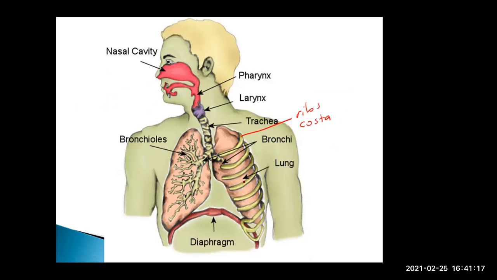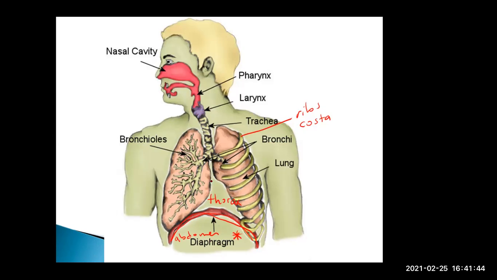These are forming a cage and protecting, kind of. They also kind of help in breathing. There is this muscle, diaphragm. This is the breathing muscle. This is the main one, most important one for breathing. This separates abdomen from thorax. Okay, thorax is upper part, abdomen is lower part.